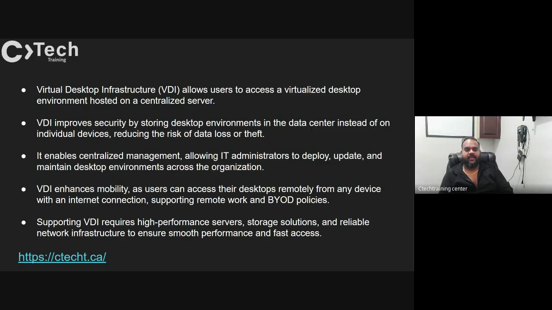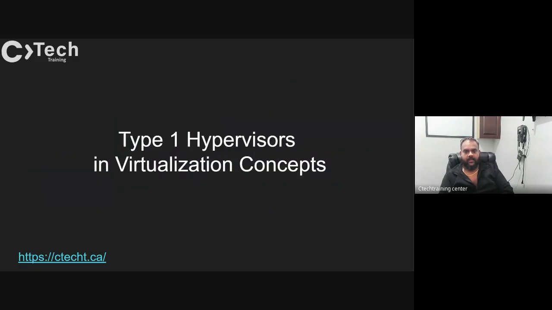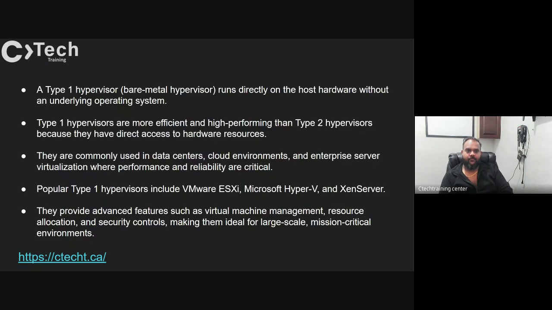Supporting VDI requires high performance servers, storage solutions, and reliable network infrastructure to ensure both performance and fast access. Okay, now we're going to go into hypervisors, which is virtualization. Hypervisors are basically where you put your VMs on. Type 1 hypervisors, also called bare metal hypervisors, run directly on host hardware without any underlying operating system. Type 1 hypervisors are more efficient and higher performing than Type 2.